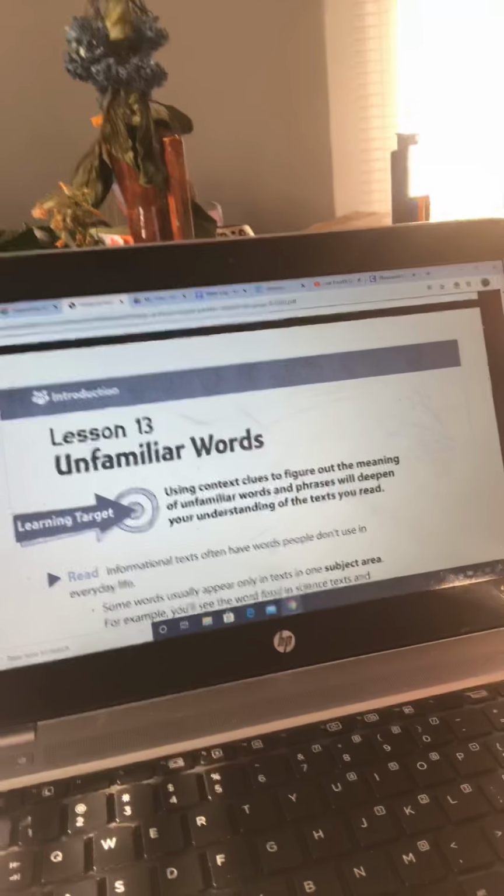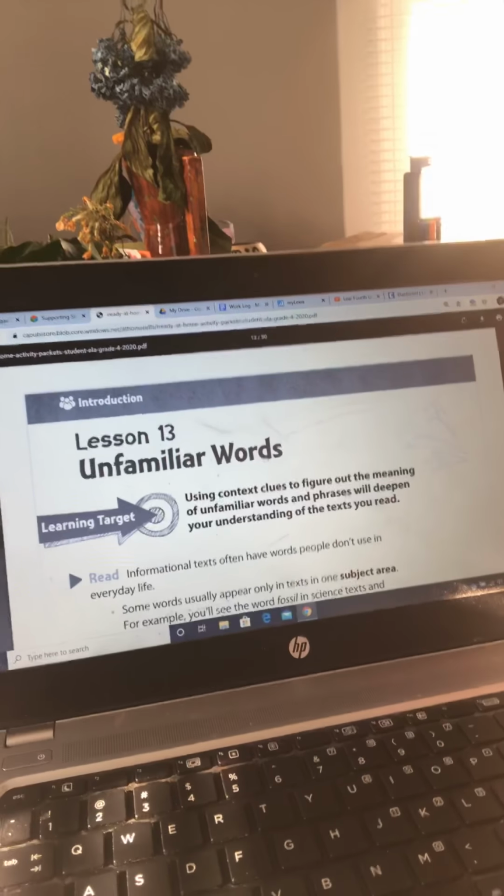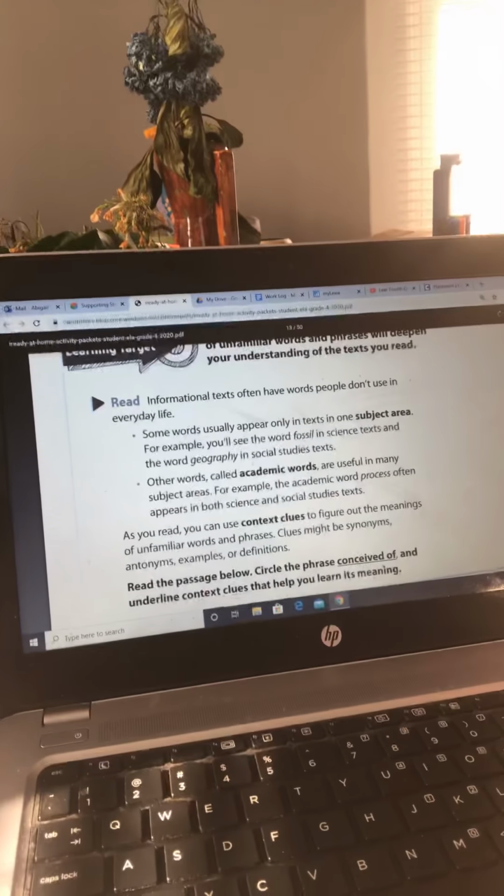And informational texts often have words people don't use in everyday life. So in school, you'll hear words that you wouldn't usually hear outside of school. Okay.